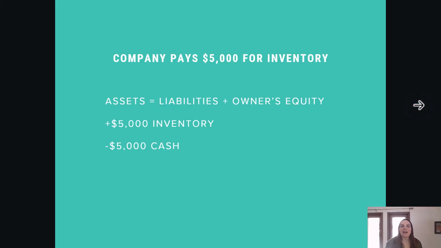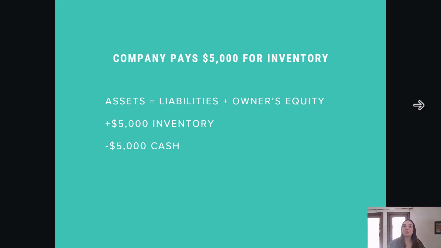Okay, the company pays $5,000 for inventory. Do we have assets, liabilities, or owner's equity that is changing? Yes. Inventory is an asset, so we have increased our inventory by $5,000. We have decreased our cash by $5,000. So this hit two asset accounts, and that's okay. You can have an increase in an asset and a decrease at the same time.